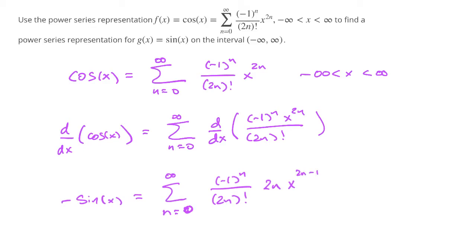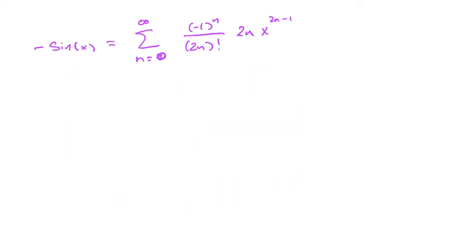And so now we can go through and simplify this a little bit to get our expansion for sine. One thing that we notice in this case is that if n is equal to 0, we have a 0 term. And so this is really the same thing as starting our power series expansion not at 0, but at 1, going from 1 up to infinity. And so then we have minus 1 to the n over 2n factorial, and then we have a 2n times x to the 2n minus 1.